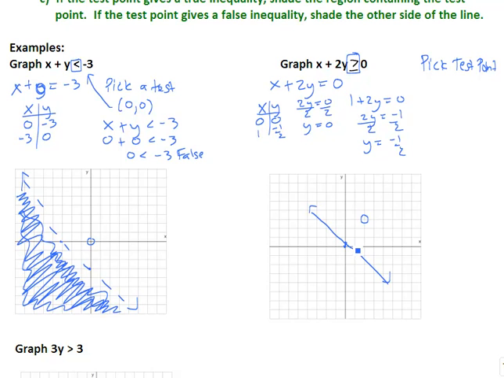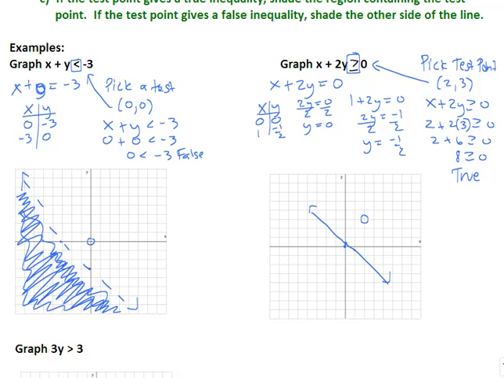What are the coordinates of that point? I'm over 2, up 3. So let's try 2, 3. Now what we're going to do with that test point is plug it in to the original inequality. So x plus 2y greater than or equal to 0 becomes 2 plus 2 times 3. So that's 2 plus 6, or 8. And then the question is, is that true or false? Is 8 greater than or equal to 0? Yes, it is. So this is true.